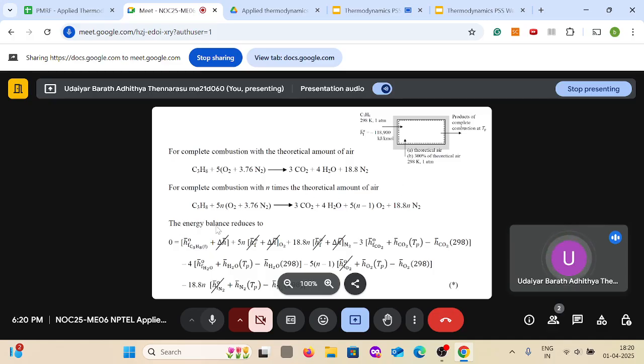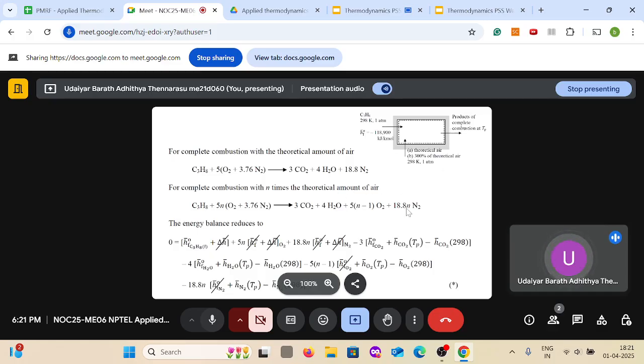So if you do an energy balance, since this combustion chamber is fully insulated, previously we had a heat transfer, here it is fully insulated, so Q will be 0. So the enthalpy of product will be equal to the enthalpy of reactant in this case. So the enthalpy of product and reactant we have to find.